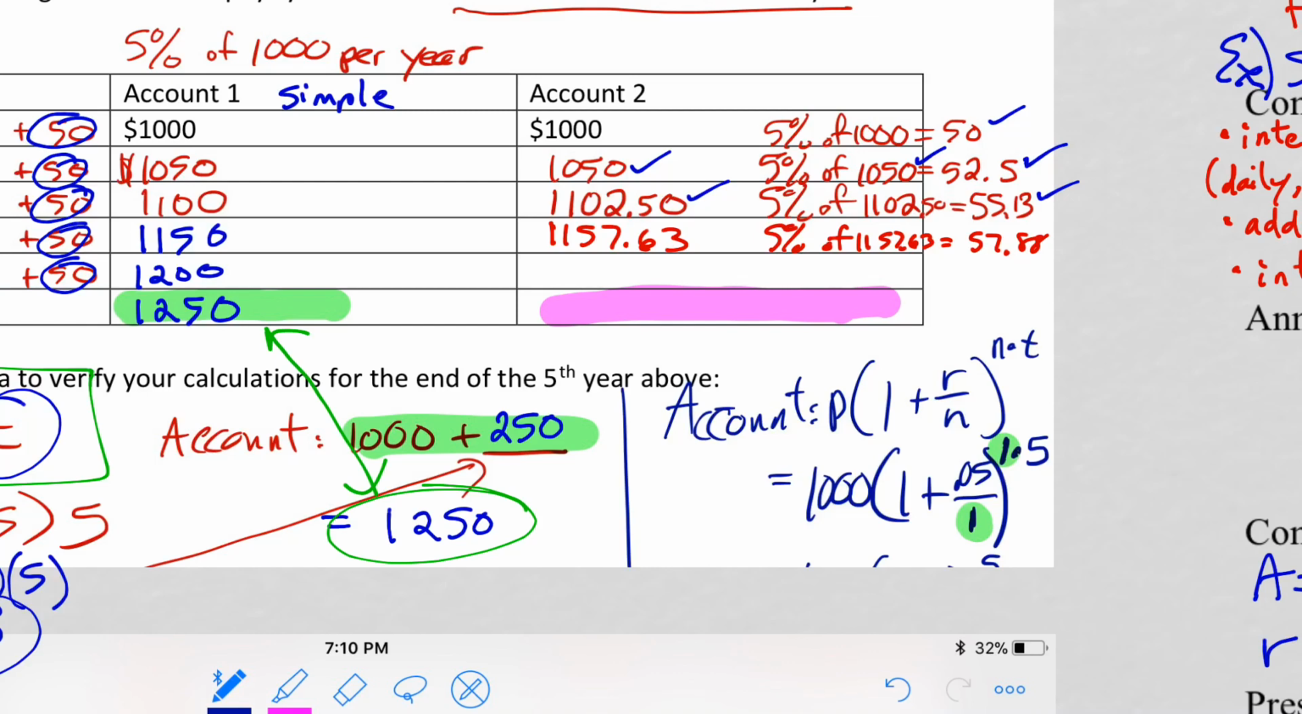And I'm going to write this in blue. The blue just represents the additional things we did from class. Then I'm going to add the 57.88 plus 1,157.63. I'm going to get 1,215.51. 5% of that.